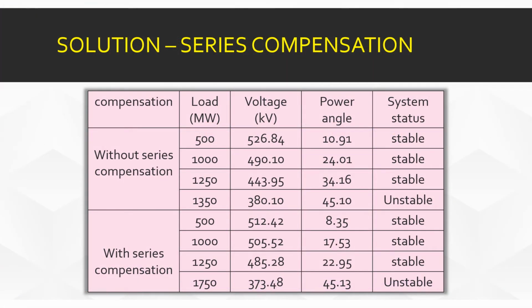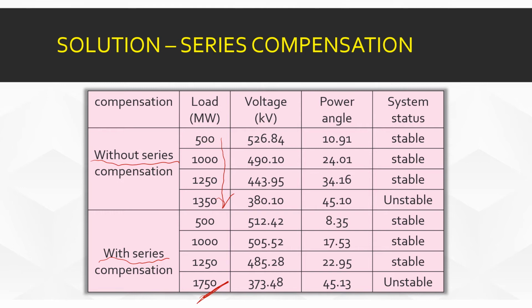This table shows the solution of series compensation. We can divide the table into two parts: without series compensation and with series compensation. In both cases we increase the load, but with the series compensation we can go up to 1750, but without series compensation we can go only up to 1350.